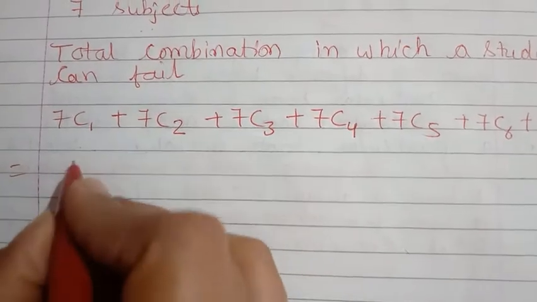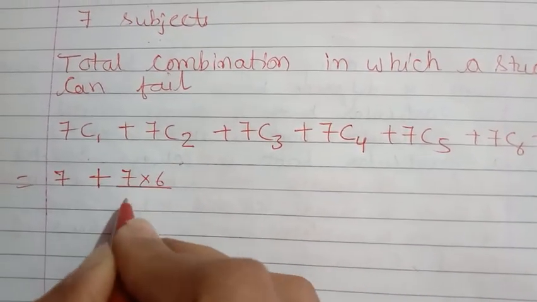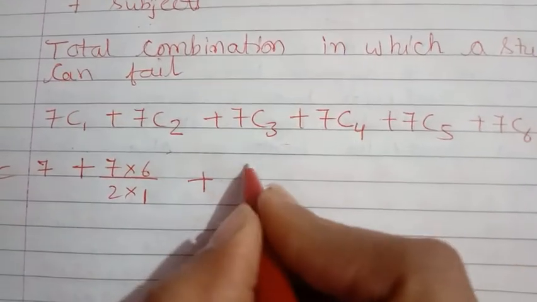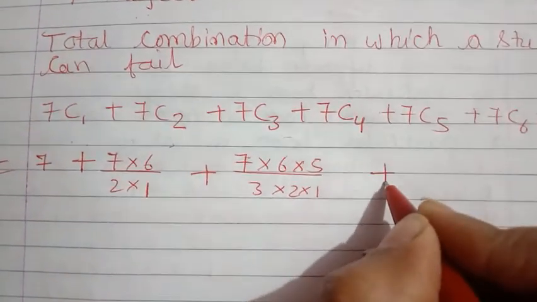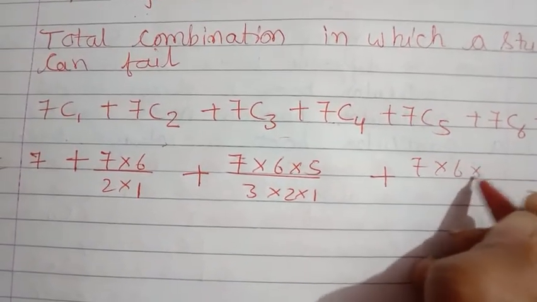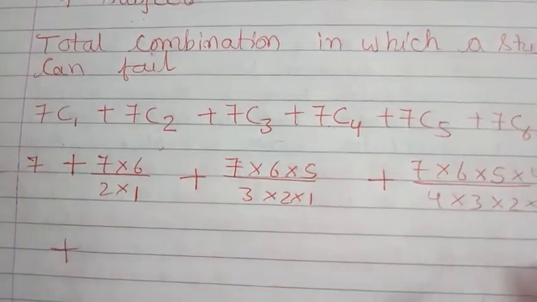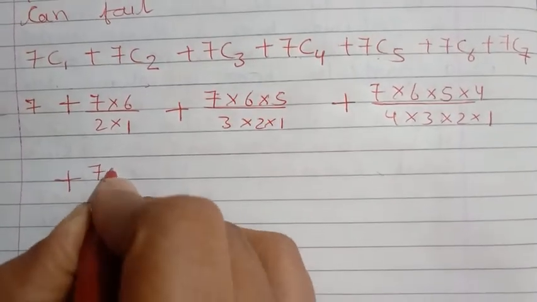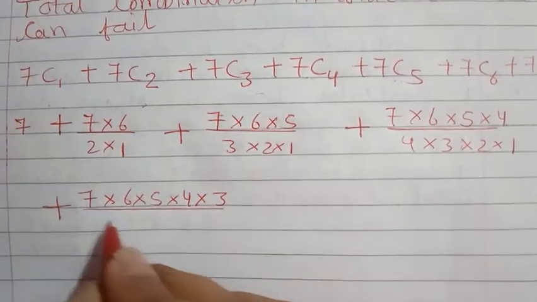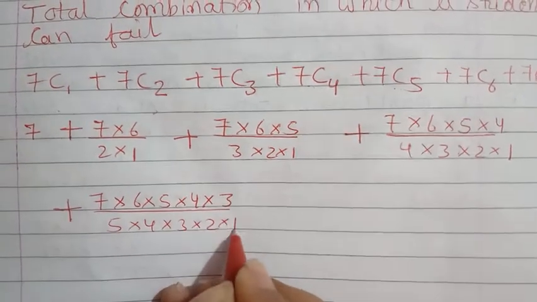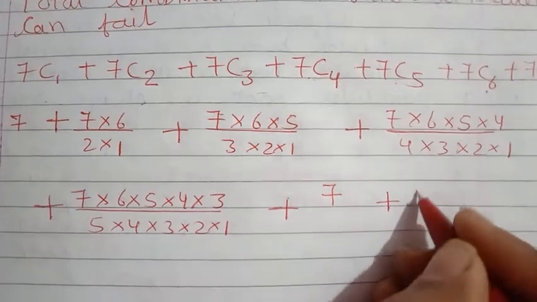Now 7C1, that is equal to 7, plus now 7C2, so that is 7 into 6 upon 2 into 1, plus now 7C3, so 7 into 6 into 5 upon 3 into 2 into 1, plus 7C4, so 7 into 6 into 5 into 4 upon 4 into 3 into 2 into 1, plus now 7C5, so 7 into 6 into 5 into 4 into 3 upon 5 into 4 into 3 into 2 into 1, plus now 7C6, that is 7, and plus 7C7, that is equal to 1.